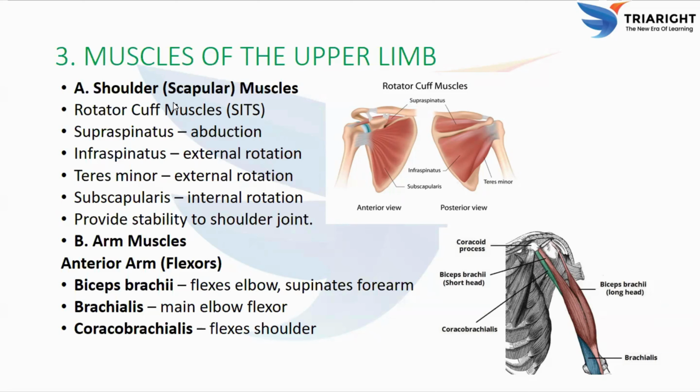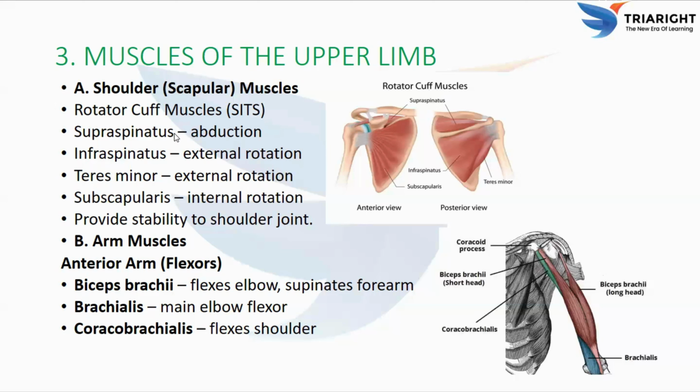Rotator cuff muscles. A group of 4 small but important muscles that stabilize the shoulder joint. So you have to use the mnemonic SITS, S for supraspinatus, I for infraspinatus, T for teres minor and S for subscapularis. So supraspinatus, its action is abduction. So what does it do? It abducts the arm for the first 15 degrees. So it helps to lift the arm away from the body.